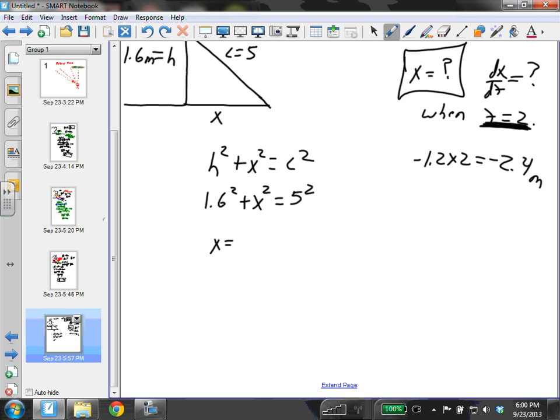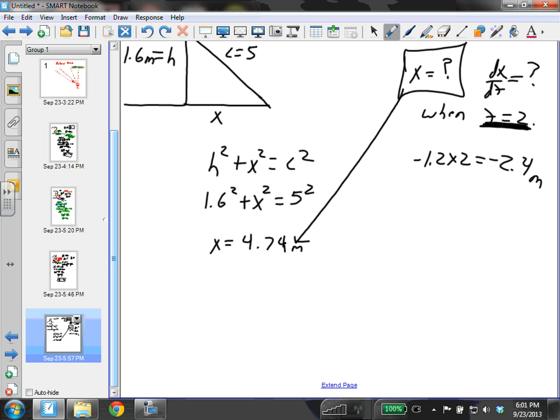So if you use the Pythagorean theorem and solve for x, you will get that x should be 4.74 if we round to the hundredths place, and that is simply a distance, so it's just 4.74 meters. So x equals 4.74 meters. There's the answer to this part, 4.74 meters.